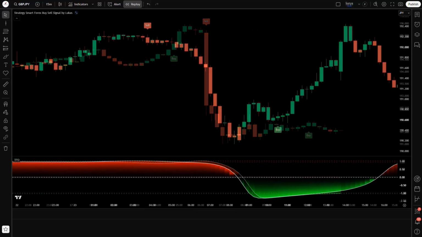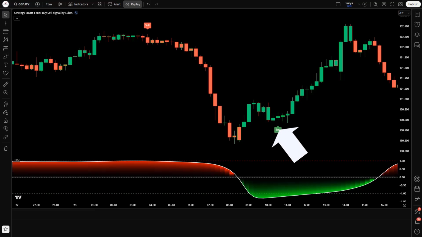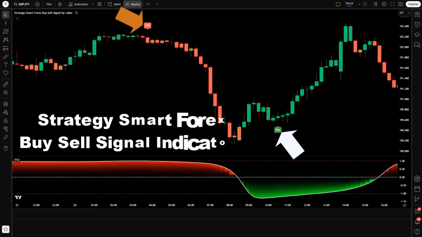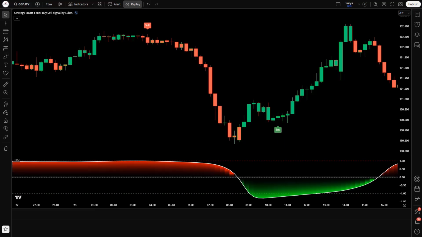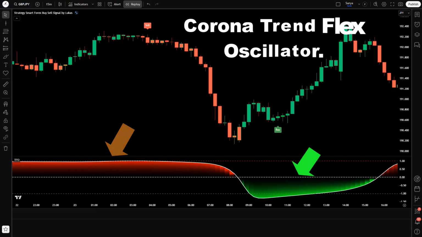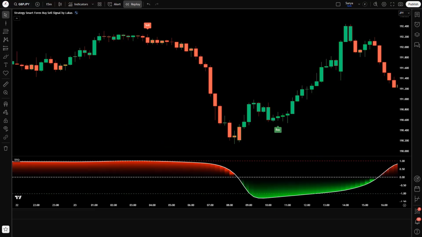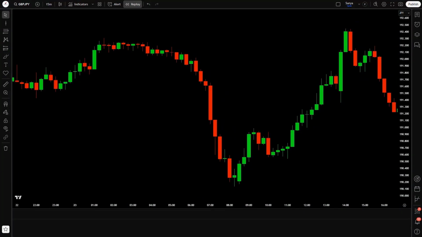First, let's learn about trading tools. The green arrow and red arrow indicators appearing in the chart are called Strategy Smart Forex buy sell signal indicators. And the red area and green area indicators appearing in the chart are called Corona Trend Flex Oscillator. Now let us tell you how we want to trade.